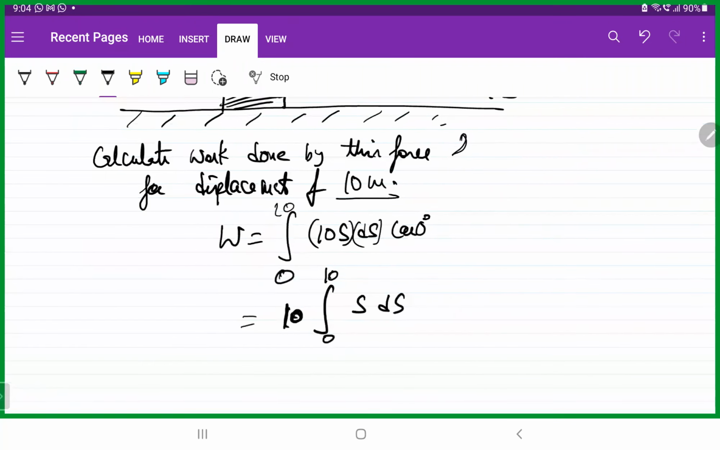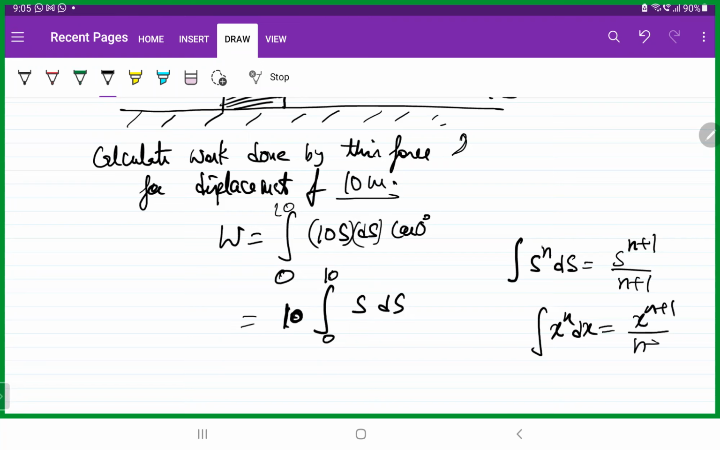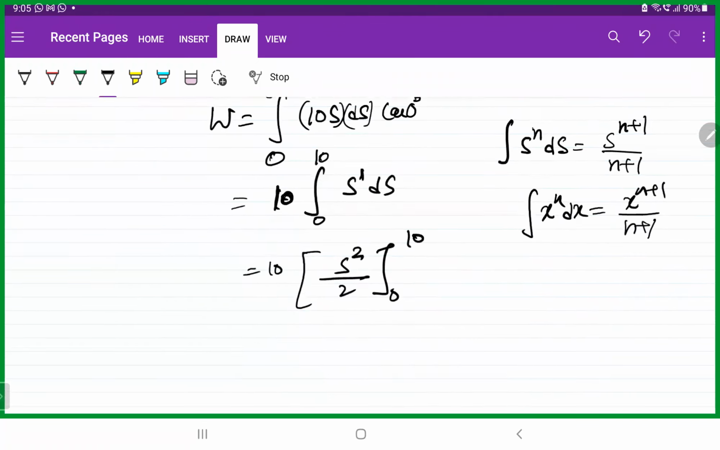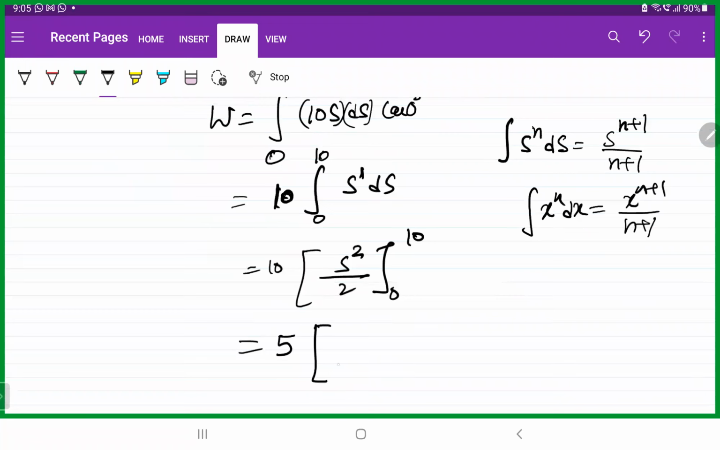Now there is an integration formula. Those who know, well and good. Those who do not know, they can ask in maths class. The integral of s^n ds will be equal to s^(n+1) by (n+1). It is a basic formula in calculus: x^(n+1) by n+1. So the power will increase. Here power is 1, so it will be 1 plus 1, 2. So it will be 10 times s square by 2, from 0 to 10, or it will be 5 s square.